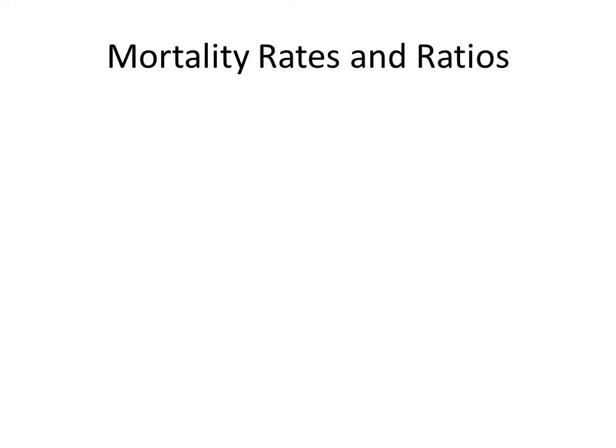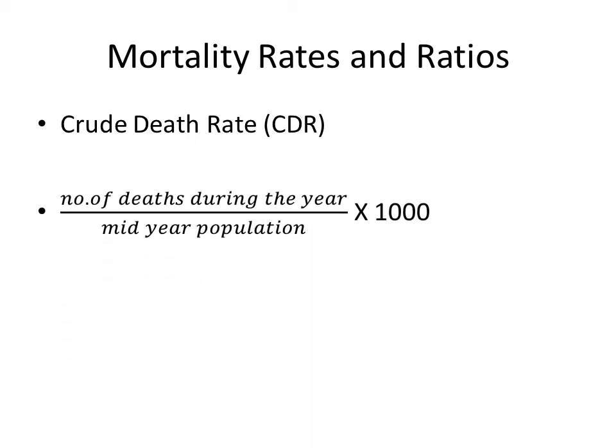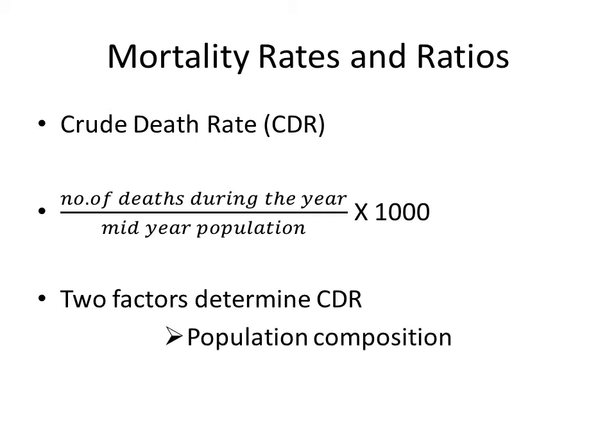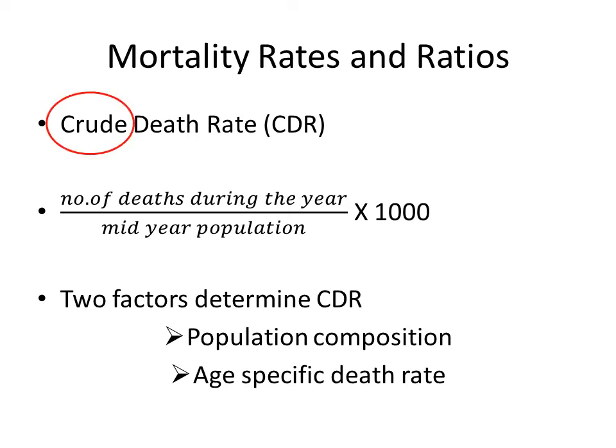Crude death rate is examined first of all. Crude death rate is defined as the number of deaths during the year divided by the mid-year population into 1000. Crude death rate is determined by two factors: the population composition, whether you have a large proportion of young people or a large proportion of the elderly, and the age specific death rate. Why is crude death rate called crude? We shall now answer this question.